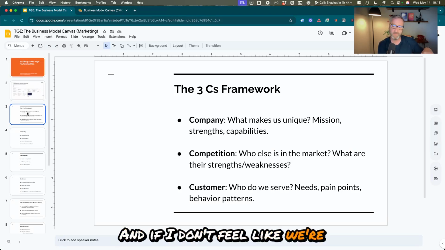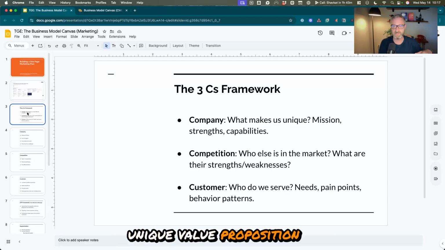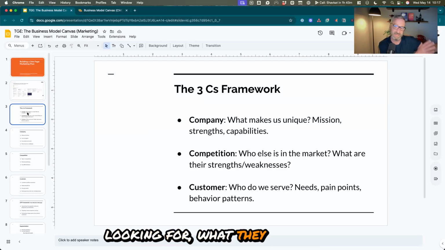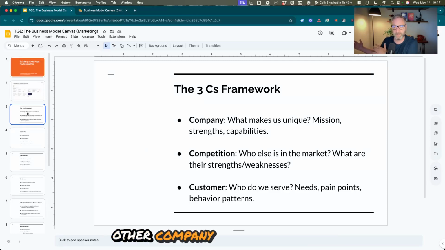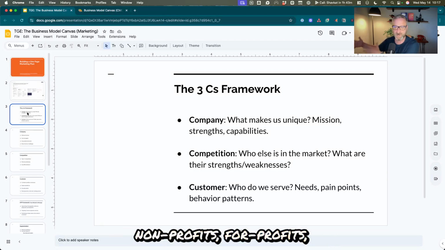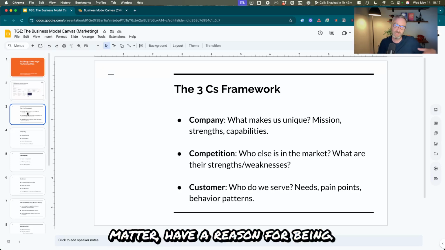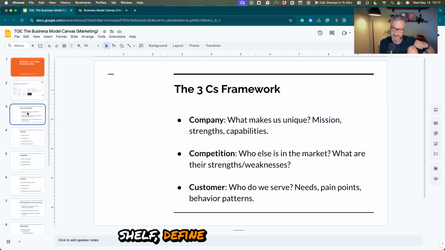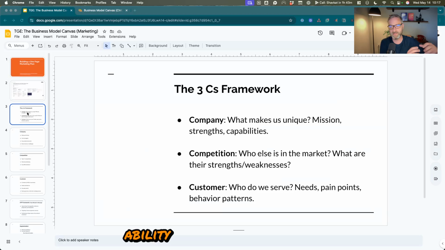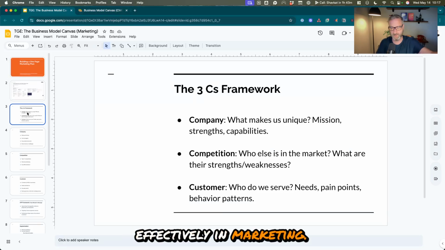And if I don't feel like we're the best option because our unique value proposition is different than what they're looking for, what they need, then they really should talk to this other company, because their value proposition is unique to them. So every company or organization, nonprofits, for-profits, startups, established enterprise software companies, doesn't matter, has a reason for being. Your ability to pull that off the shelf, define it, clarify it, and add value to a set of folks and be clear about that will be your ability to communicate that effectively in marketing, right?